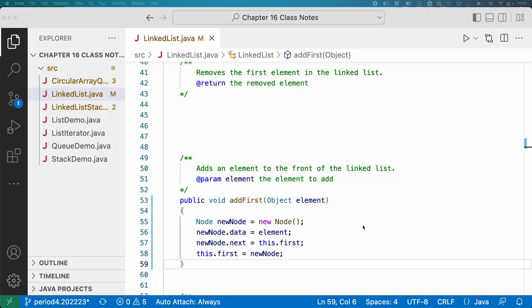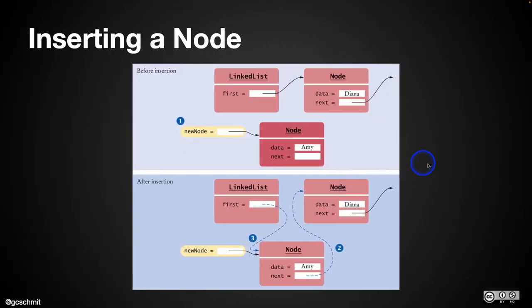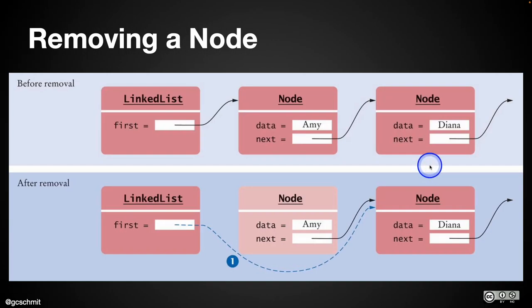All right, well, let's look at what it takes to remove the node from the start of the list. Again, pay attention to the labels here. This box is our linked list object. These are each of the nodes. We have a linked list where the first node refers to the element Amy. The second node refers to the element Diana. We want to remove this node from the linked list. This is even easier. All we have to do is update this linked list's first instance variable to refer to the second node in the list.